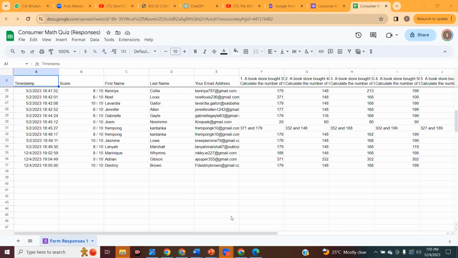All right, once you finish your work, take a picture of it and send it to me via WhatsApp. I need to see a photo of your grade as well. Whatever grade you got, I need to see a photo of it. So take a screenshot of your grades as well.